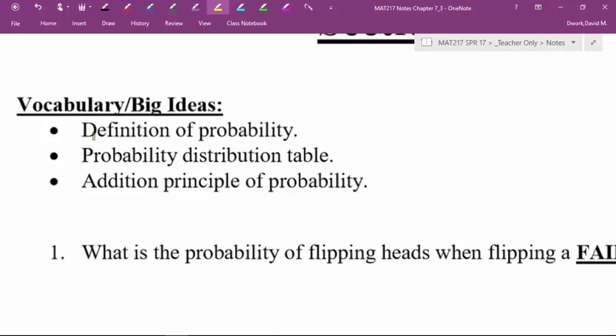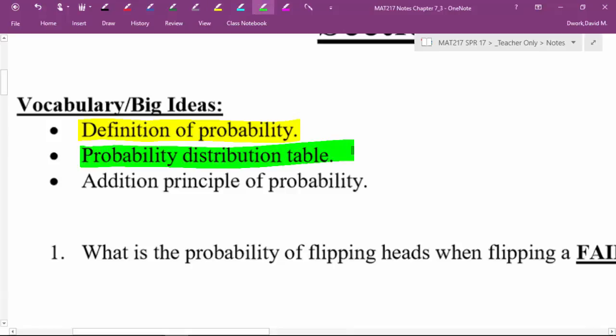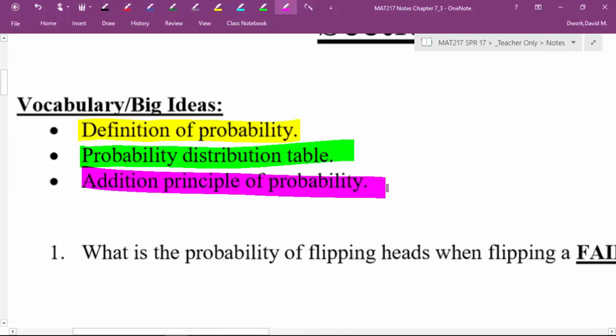So, first thing I want to do is make sure I talk about the definition of probability with you. And then we're going to do a couple other things. We're going to talk about probability distribution tables and the addition principle of probability. Now, that being said, if you can walk away with the definition of probability today and how to write probability distribution tables, that's my biggest concern today.